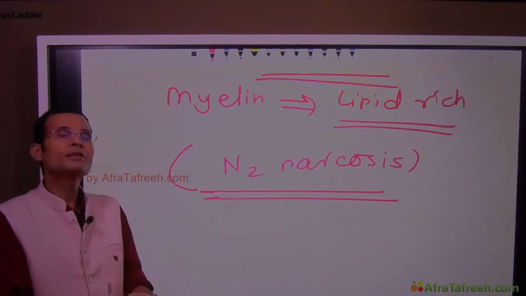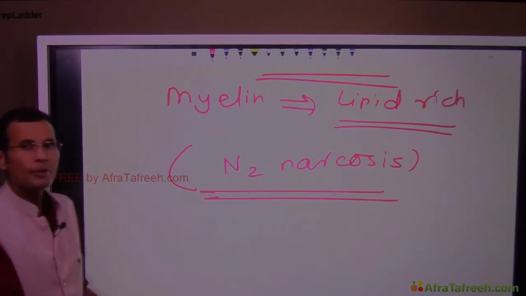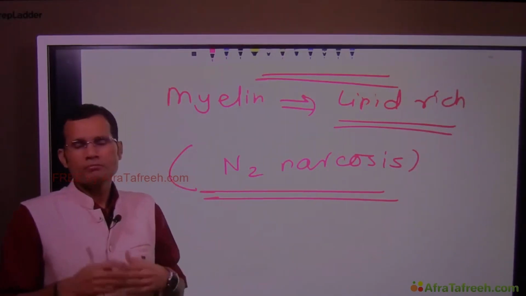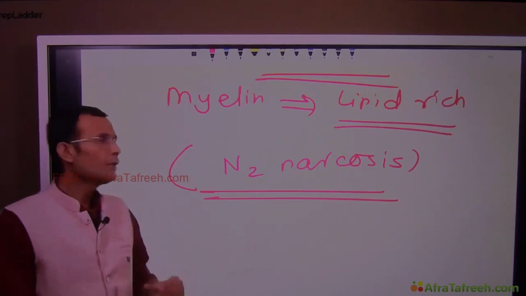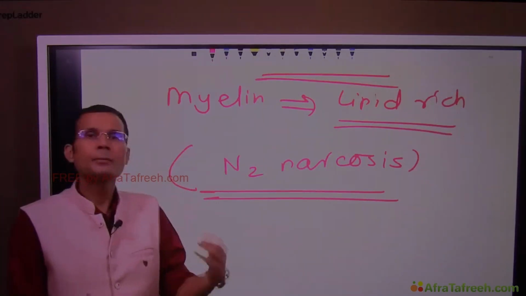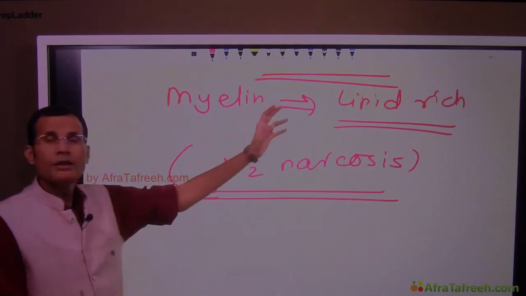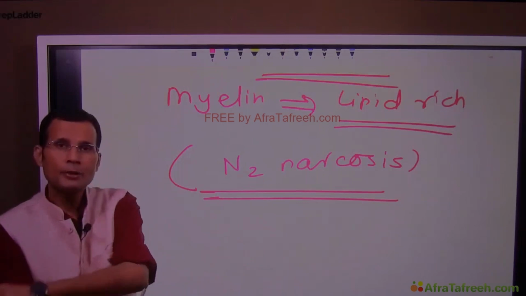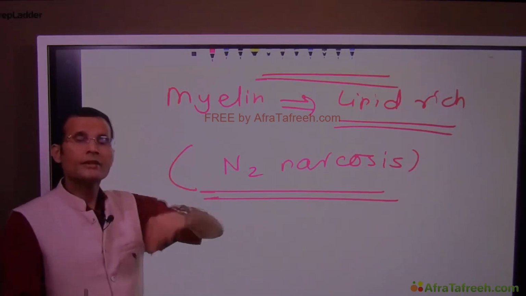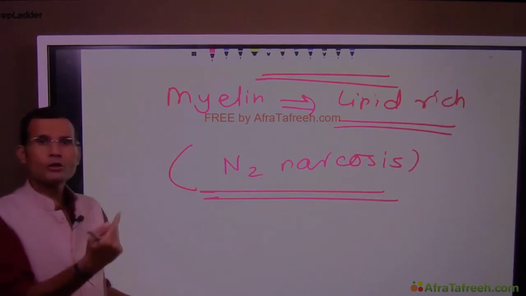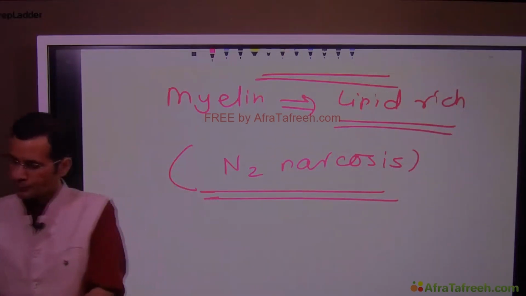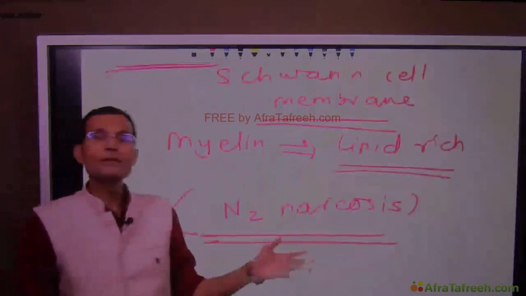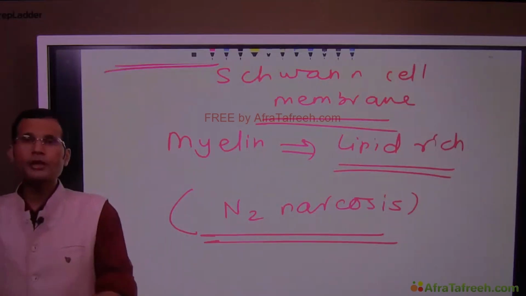But the crux of the matter that I wanted you to understand and remember is that myelin sheath is lipid rich, because if you compare most of the other cells in the body, Schwann cell membrane has got the highest lipid concentration. To remember that, I gave you the example that nitrogen has got high affinity for lipids, and since myelin is lipid rich, nitrogen dissolves in the neuronal membranes, resulting in nitrogen narcosis. We'll discuss it later in the respiratory system, of course. And then, we are talking about the lipid to protein ratio.